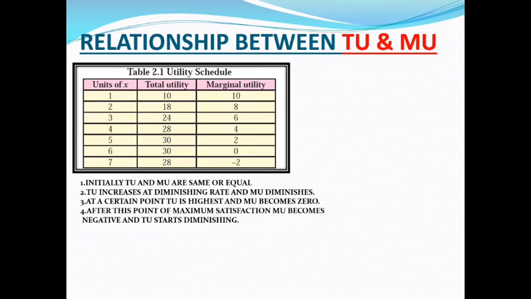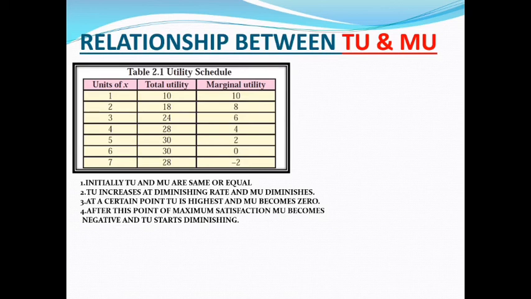You can see from the first unit of consumption it is 10, then it goes to 8, then 6, 4, 2, 0 and minus 2. At a certain point TU is highest, that is the point 30, unit 5, and MU becomes 0. You can see the sixth unit is the point where total utility is 30 and MU becomes 0, whereas after this point of maximum satisfaction, we can call this point the point of satiety or maximum satisfaction, MU becomes negative and TU starts diminishing. So basically this is it.